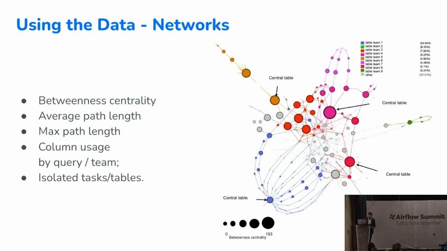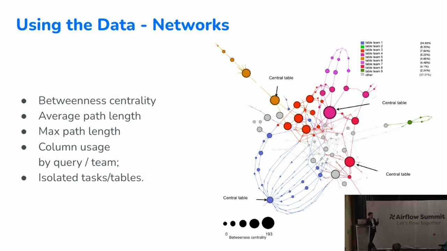And you can also analyze column usage by query or by team. For example, let's say you have a very big table with 100 or 200 columns or 1,000 columns, but most people are only using 1 or 2 of them, especially in those central tables. Then you can split that up, you can get that data out, and you can maybe add more tasks, which would look a little more messy in this DAG network, but it would make your network more efficient overall.